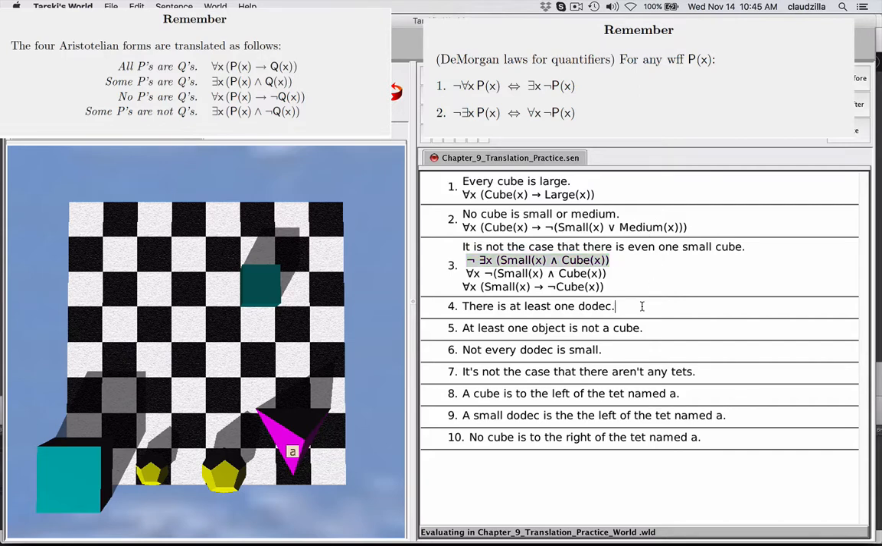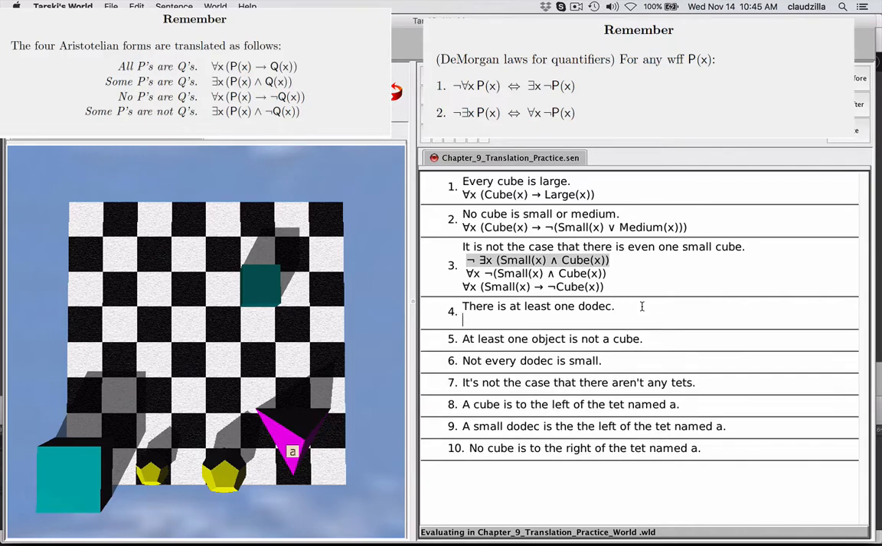Sentence 4 reads, there is at least one dodeck. So now let's go ahead and translate in the order of the ordinary language sentence. So we get the following, there is at least one thing, the thing is a dodeck. So here we get an atomic sentence, right? Why is it an atomic sentence? Because there is no connective involved, right? We don't have any one of our Boolean connectives. We don't have the material conditional. We don't have the biconditional.